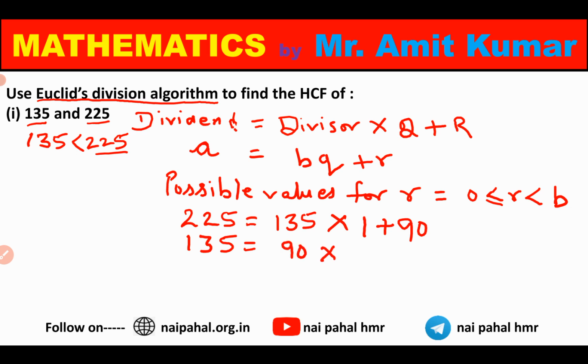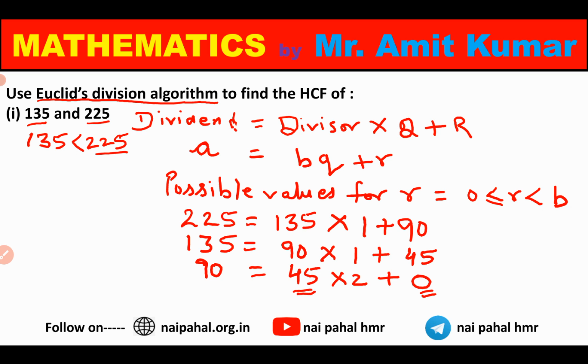How many times do we multiply? Only one time. Then what is the remainder? 45. After this, 90 will be our next dividend and 45 will be our next divisor. How many times do we multiply? 2 times. And this time we get remainder 0. If we get 0 remainder, then the divisor used in that step will be our HCF.